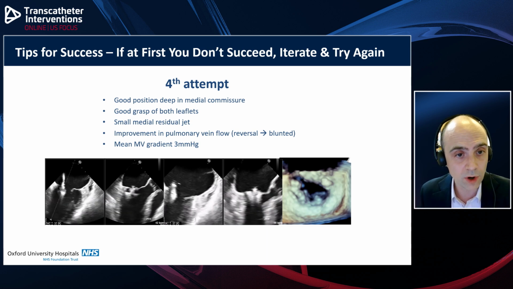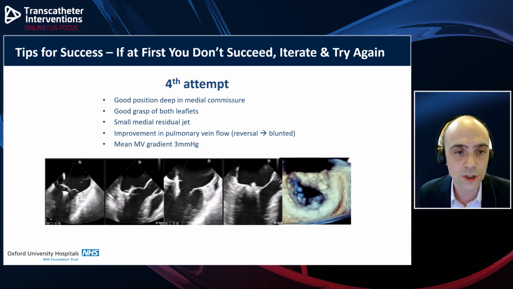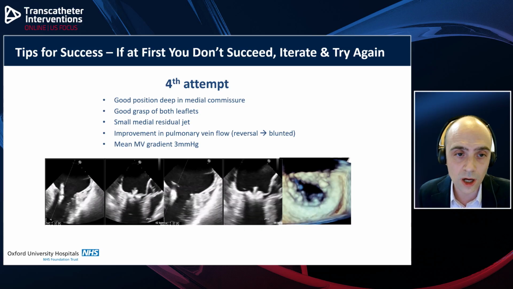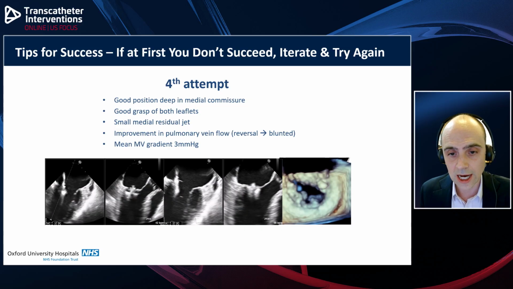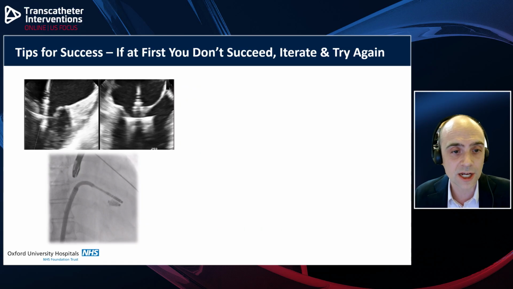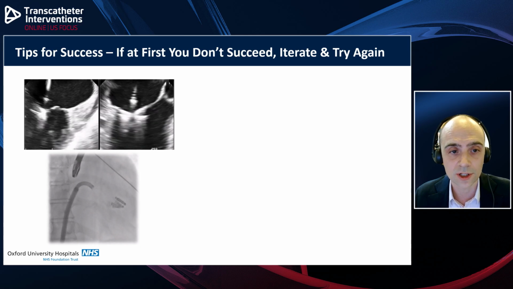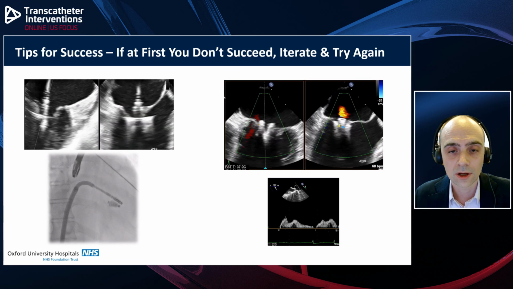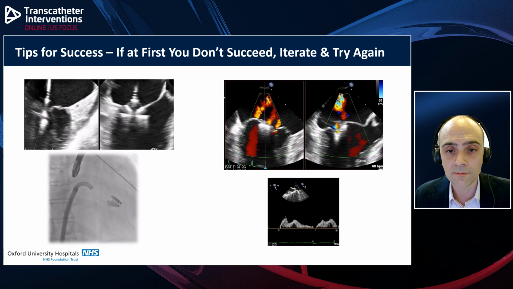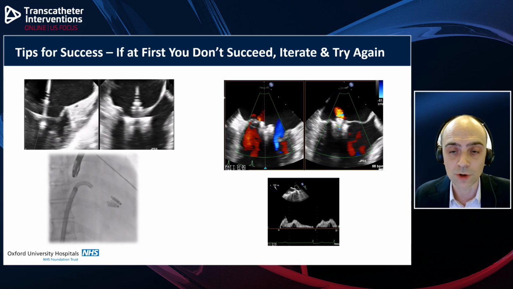Fourth attempt, got it right. Good position deep in the commissure, good grasp, small medial residual jet, and a good basis for going on to put a second device on next to it, and subsequently achieving a nice result. This should be coming now with normalization of pulmonary vein flow and just mild, moderate residual MR.